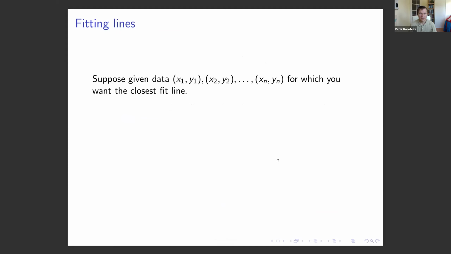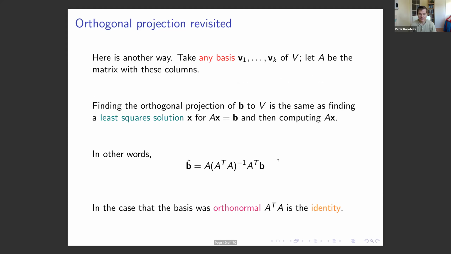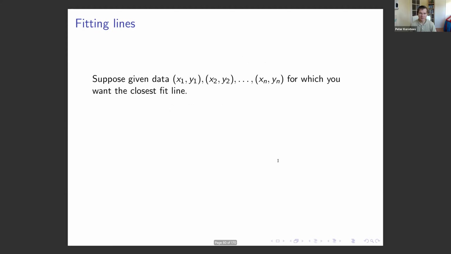Now, suppose we're given the data x1, y1, x2, y2, etc., xn, yn, for which we want to find the closest fit line. It's an application. So that's the setup. Now let's talk about applications. You have a bunch of points on the plane, and you can ask yourself, what's the closest fit line?